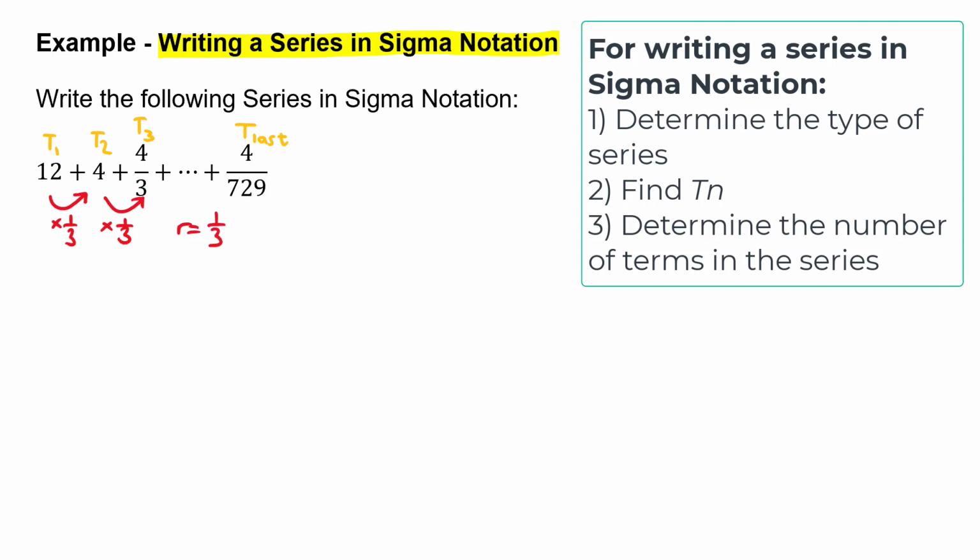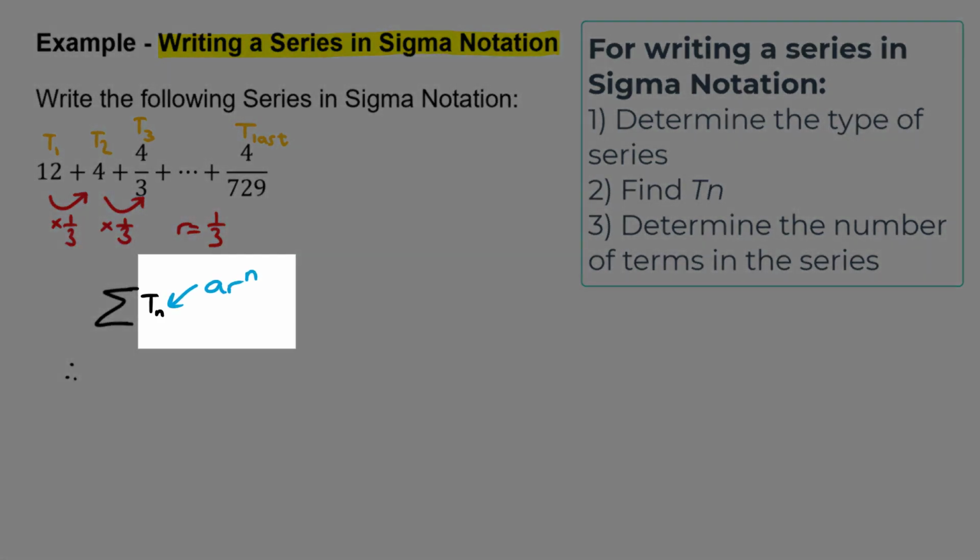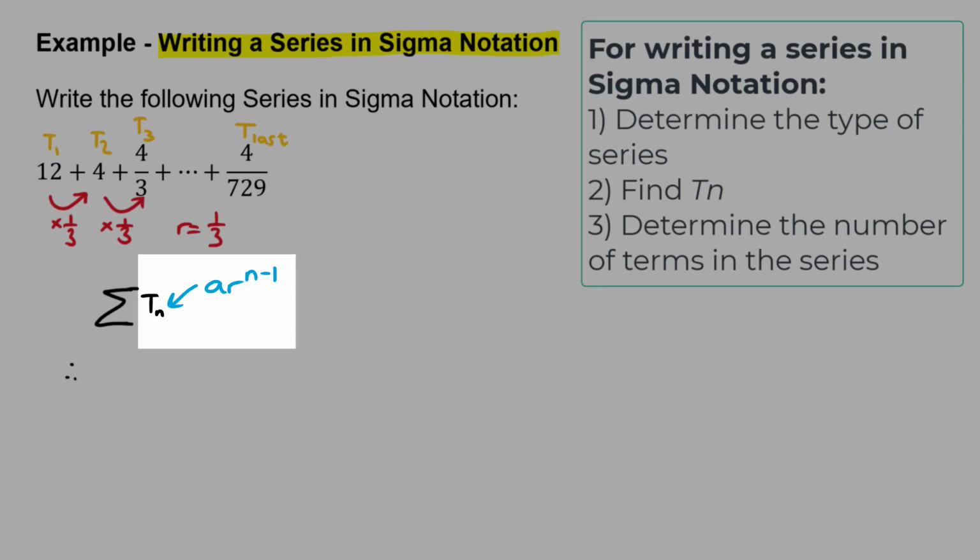And when we're looking at sigma notation, you'll remember that we wrote it like so. And in front of the sigma notation, we always had Tn over there. Now that Tn value is always going to be the general term that you've dealt with throughout this entire chapter for both arithmetic and geometric series. So for this particular case, because it's a geometric series, we know that the Tn is going to be AR to the n minus 1.